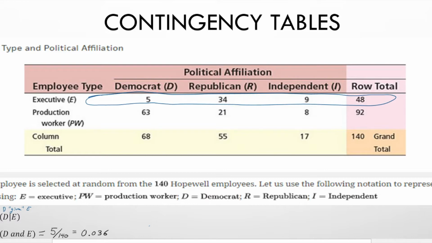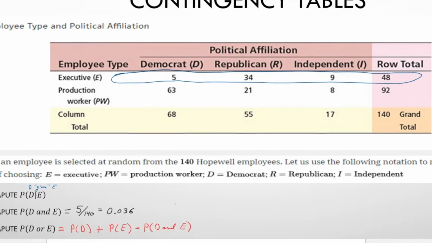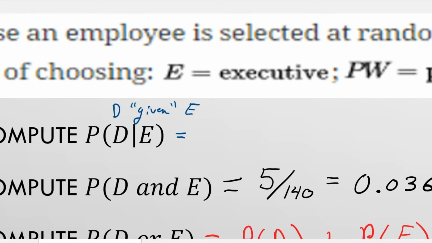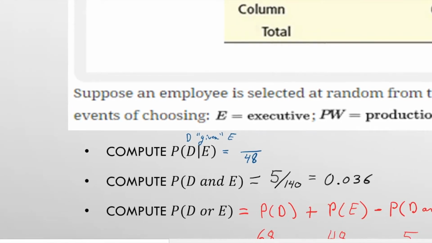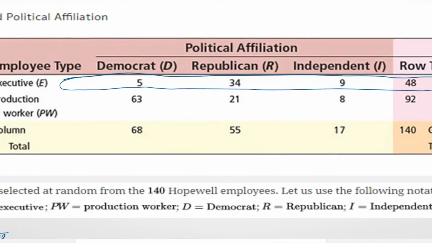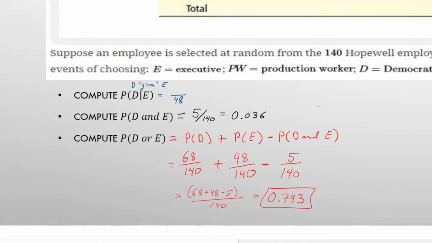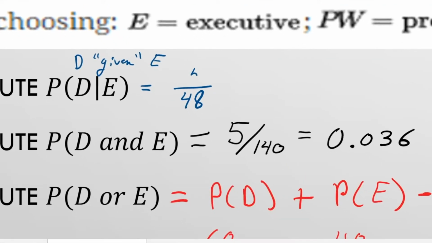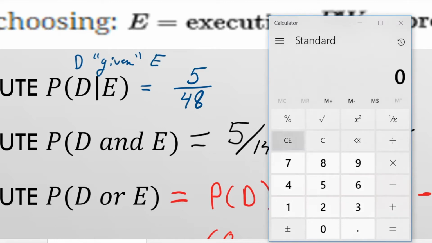Now, that means the total's different. So given they're an executive, how many total executives are there? 48. So that means whatever my answer is, it's going to be divided by 48, since I know that I'm in that row. Now, looking in that row, how many of them are Democrats? 5. So given executive, what's the probability that they're Democrats? I already narrowed it down to 48 people, and only 5 of them have identified as Democrat. So the probability would be 5 divided by 48. So the answer, 0.104.